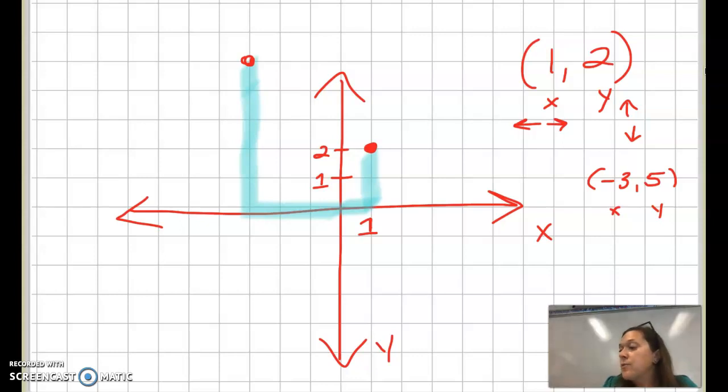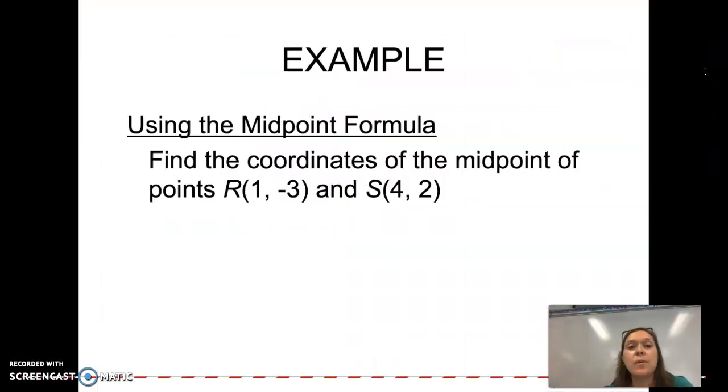Now, if I wanted to connect those, didn't I just create a line segment? Sure. And then we could use the midpoint formula to figure out where we think that coordinate would be. That would be exactly in between those 2 points. So let's go ahead and put that to work.